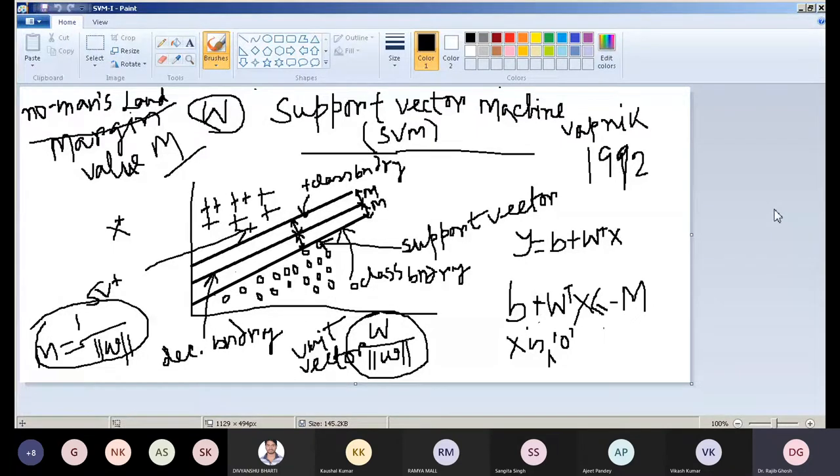First of all, let me tell you why support vector machine was invented. The main problem in the conventional artificial neural network, or MLP, multi-layer perceptron, is this: whenever it becomes a network, so many hidden layers come. One neuron is connected to another, that one is connected to another, and naturally a network is generated.